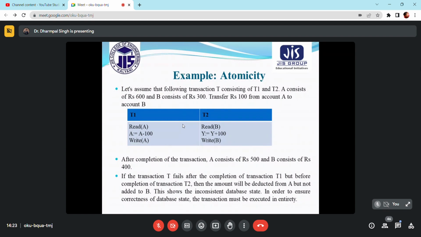But if the transaction T fails after the completion of transaction T1, but before the completion of transaction T2, then the amount will be deducted from A but not added to B. When you follow the atomicity property, this type of inconsistency in the database will not be allowed. This shows an inconsistent database state. In order to ensure the correctness of the database state, the transaction must be executed in entirety. Atomicity is saying that when the transaction is started, it must be completed and reach the committed state. Otherwise, it will abort and start from the beginning after the rollback.